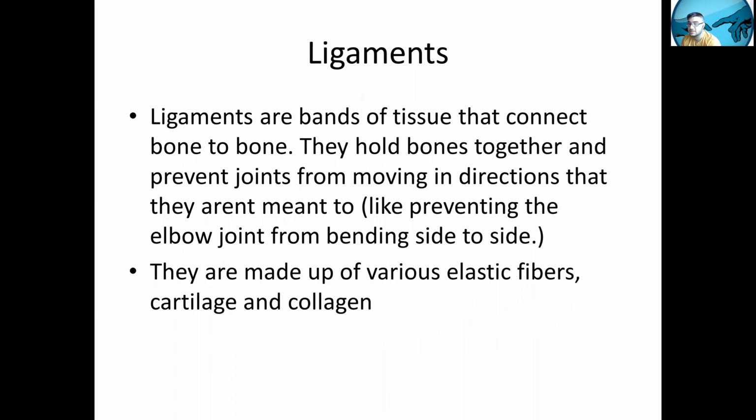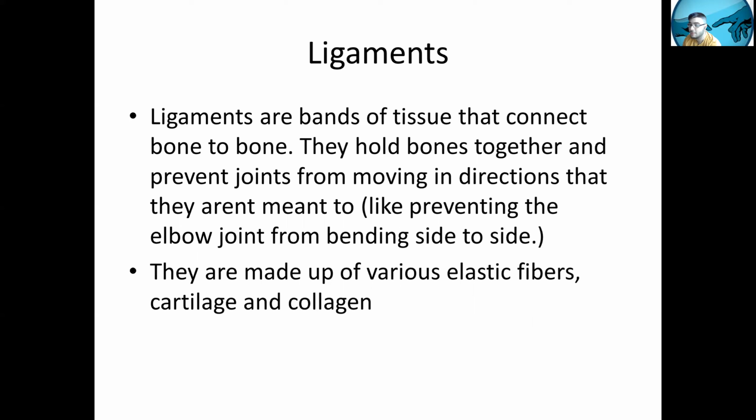Okay, next is ligaments. Ligaments are bands of tissue that connect bone to bone. And tendons, which we're not really going to talk about because there's not that much to talk about, connect muscle to bone, and ligaments connect bone to bone. Ligaments hold bones together and prevent joints from moving in directions they aren't meant to.